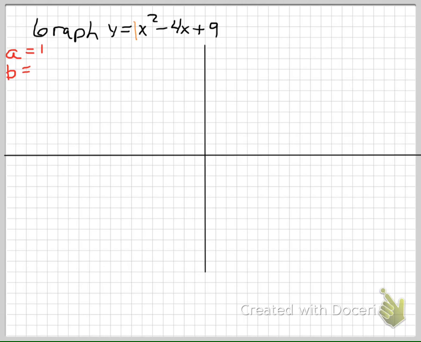The coefficient of the linear term, b, is -4. And c, the constant, is 9. So you have to be able to identify those coefficients to do any of the problems in this entire chapter. Okay, so hurdle number 1 that we have to clear is identifying a, b, and c.